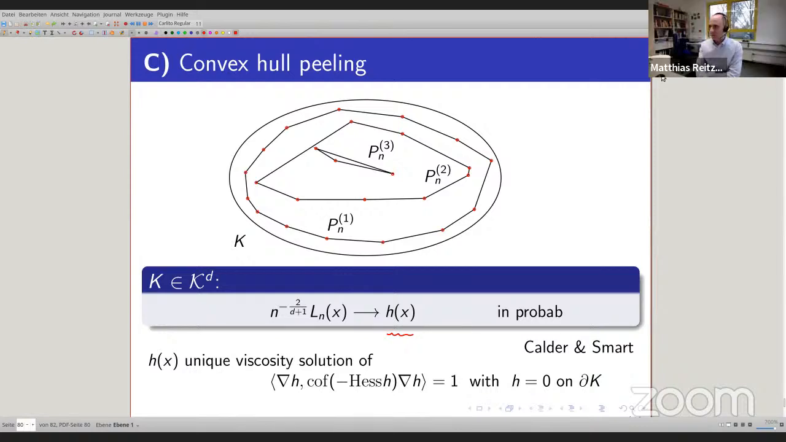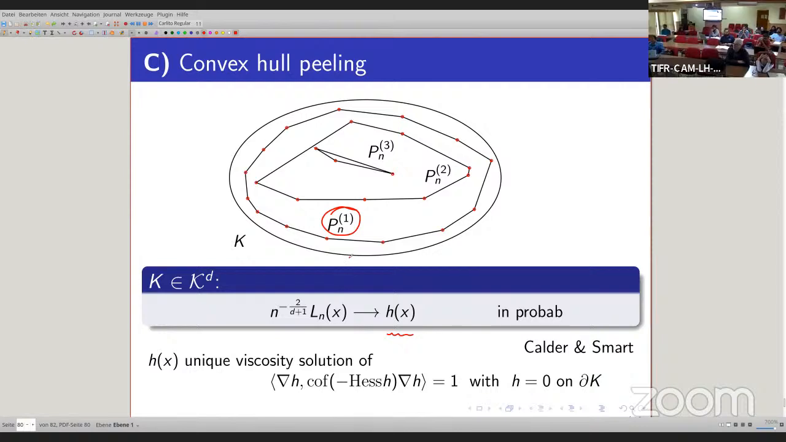This is true. There's a conditioning argument. You can condition on this P_{n,1}, and then it's easy to show that the other points are uniformly distributed independently in P_{n,1}. Okay, and you can continue this, yeah. Okay.